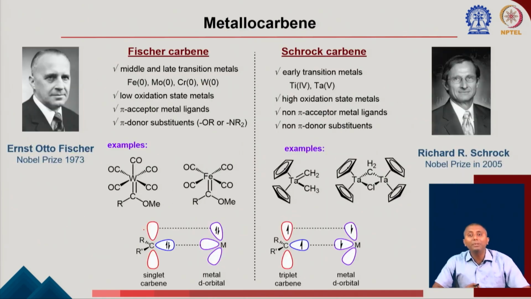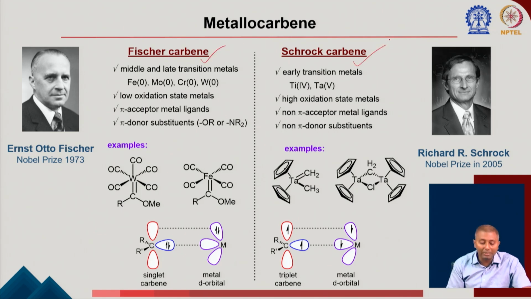Now I am going to briefly talk about the metallocarbene. I think the metallocarbene is not part of this course. There are other NPTEL lectures which cover the metallocarbene. I am just going to talk briefly: there are two different metallocarbenes, one is the Fischer carbene, and another is the Schrock carbene. One important thing is that Fischer carbenes are singlet carbenes, and Schrock carbenes are triplet carbenes.